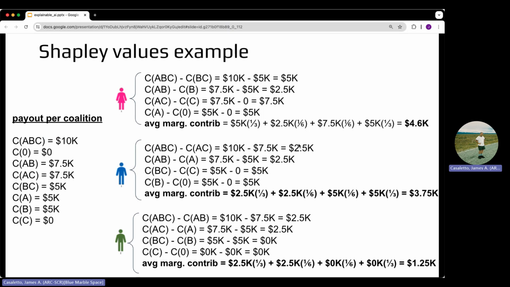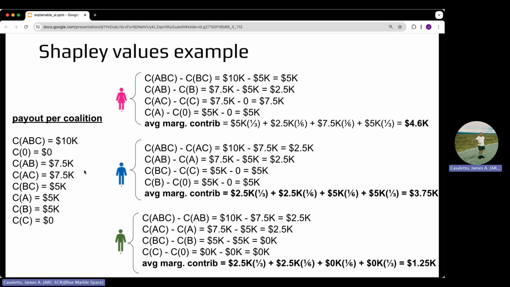Here is a Shapley value example. In this completely fictitious example, imagine that these three players, Alice, Bob, and Charlie, used all possible combinations of players in multiple versions of the competition. Namely, when Alice, Bob, and Charlie, ABC on the left, play together, they win the $10,000 prize. If no one participates, then the payout is obviously zero. So the C of zero is a coalition of zero people, and no one's going to win the prize. So the payout is $0 per player.